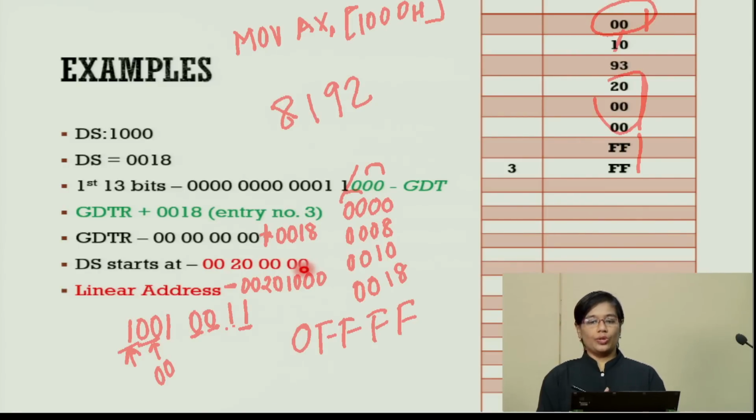In the next session, we will see how address translation takes place if the descriptor is present in the LDT rather than in the GDT. So we'll stop with this in this session.